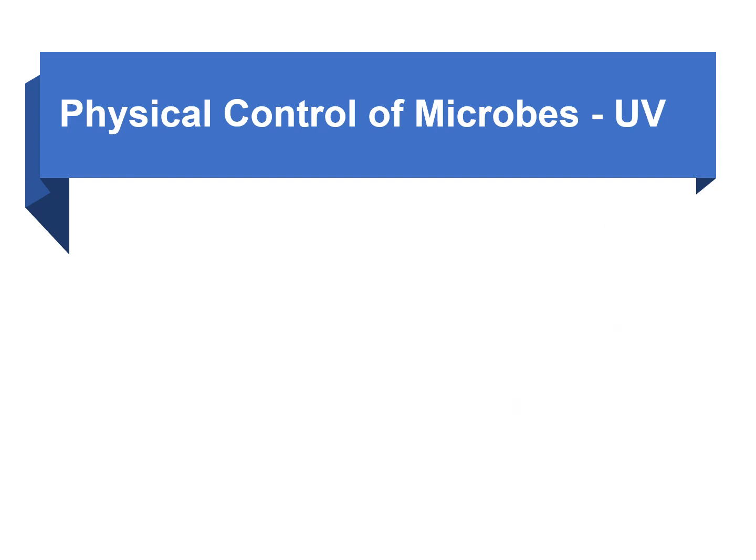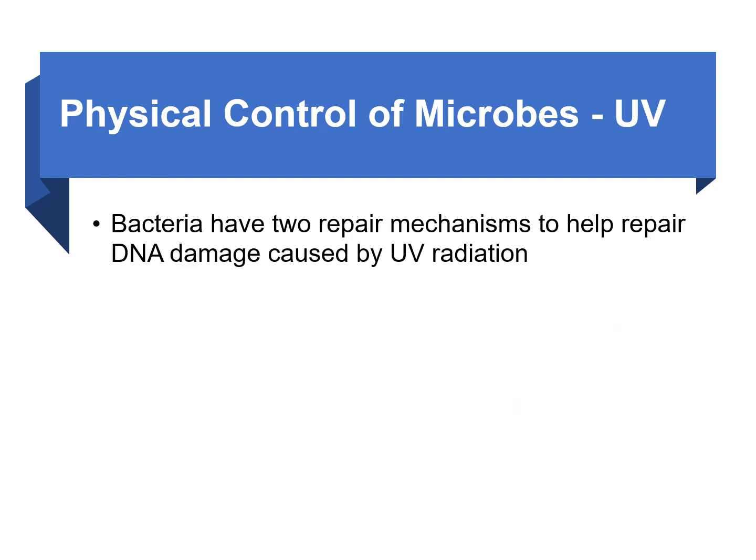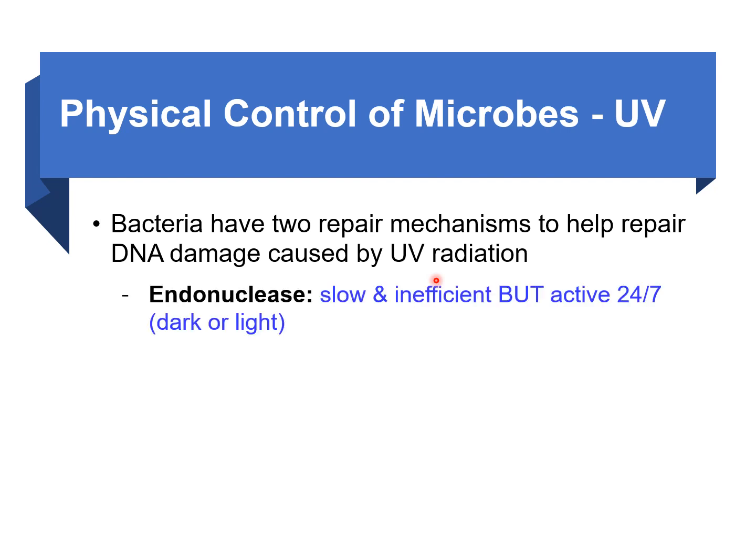Now, it turns out that bacteria actually have two repair mechanisms that can help them repair DNA damage caused by the UV radiation, because we just said that UV radiation is going to penetrate the cells and cause the thymine dimers. So bacteria have two ways to repair that damage. Bacteria have an enzyme called endonuclease. This enzyme goes ahead and repairs the damage that the UV radiation has caused.